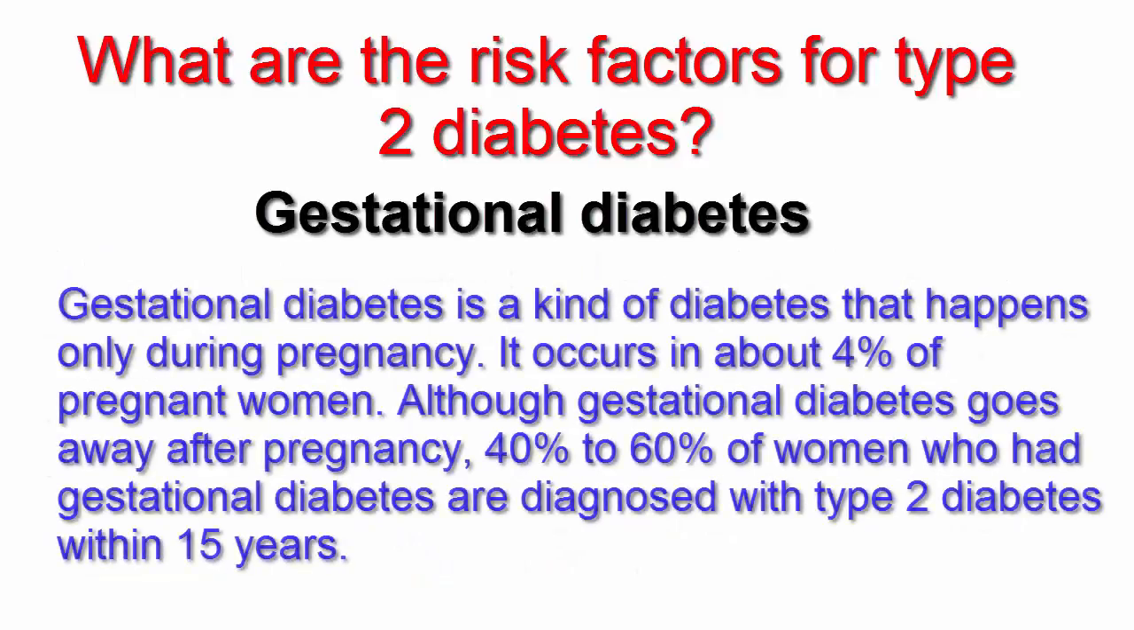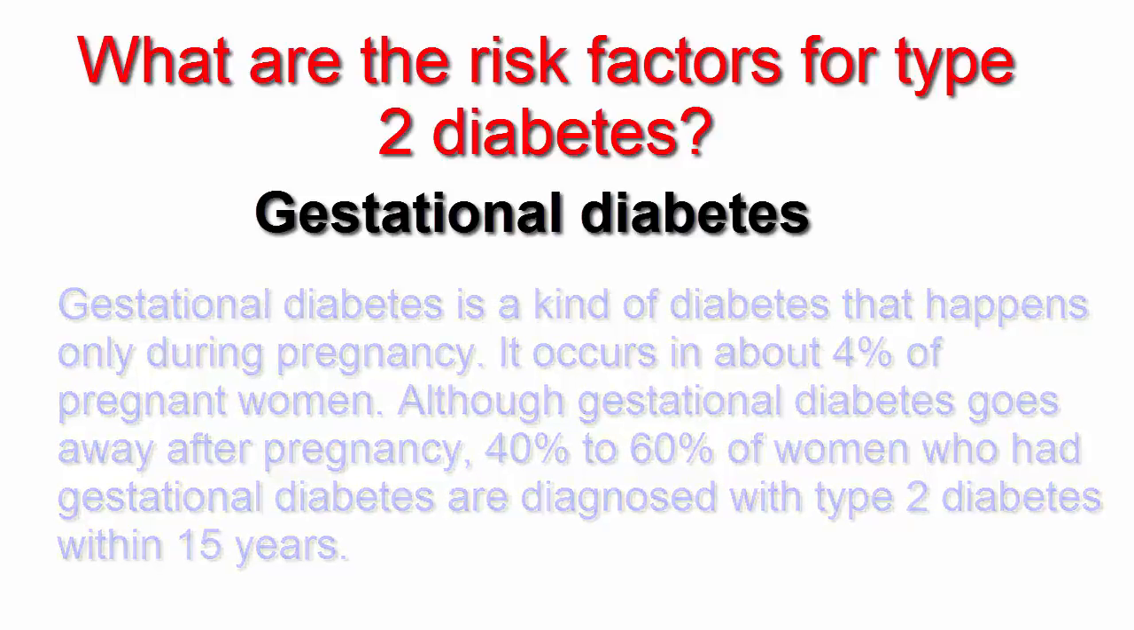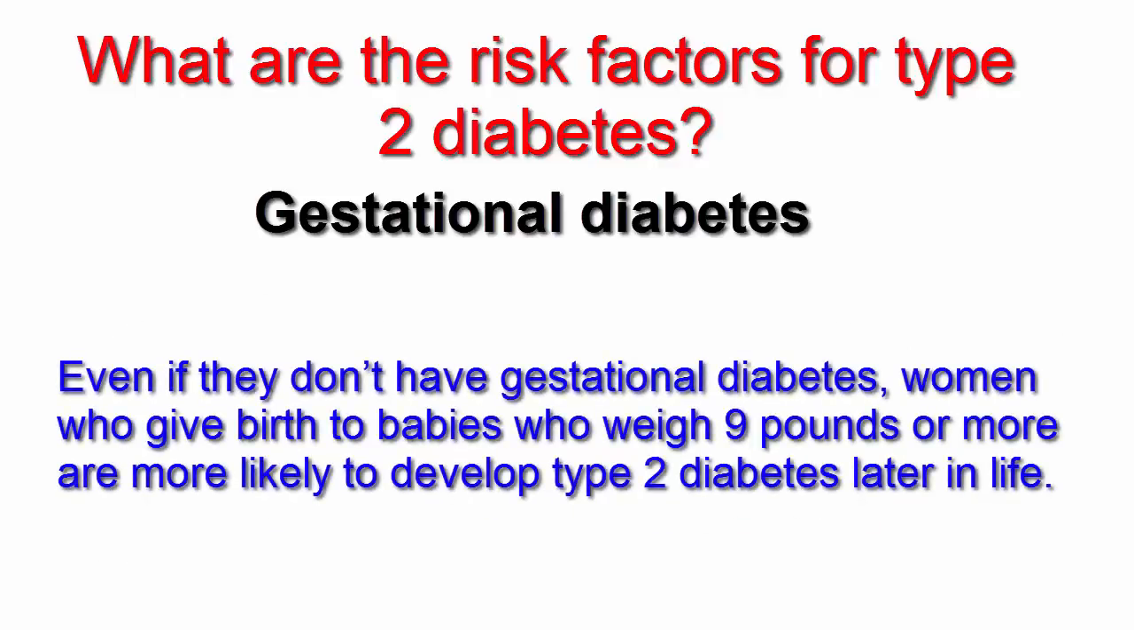Gestational diabetes. Gestational diabetes is a kind of diabetes that happens during pregnancy. It occurs in about 4% of pregnant women. Although gestational diabetes goes away after pregnancy, 40% to 60% of women who have gestational diabetes are diagnosed with type 2 diabetes within 15 years. Even if they don't have gestational diabetes, women who give birth to babies who weigh 9 pounds or more are more likely to develop type 2 diabetes later in life.